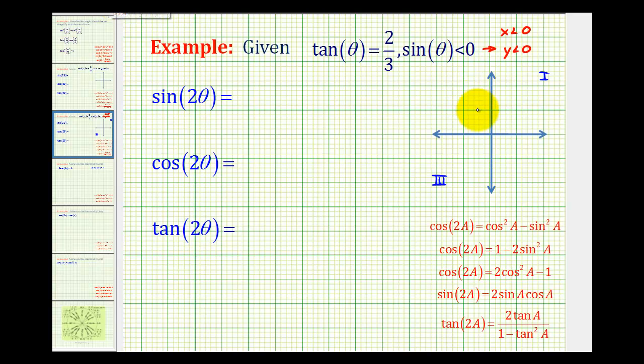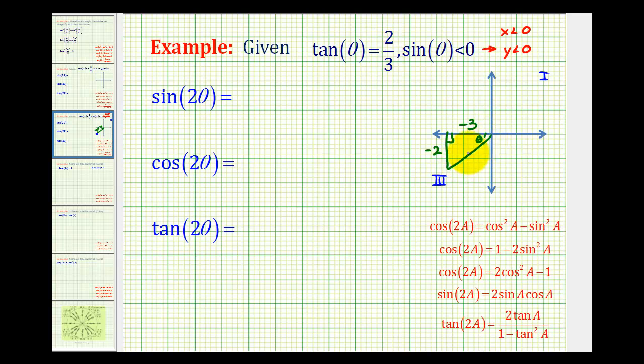So let's go ahead and sketch a reference triangle in the third quadrant. Doesn't need to be to scale. This would be our reference angle. And since tangent theta is equal to positive 2/3, the opposite side could be labeled -2, and the adjacent side would be labeled -3, resulting in a positive tangent function value.